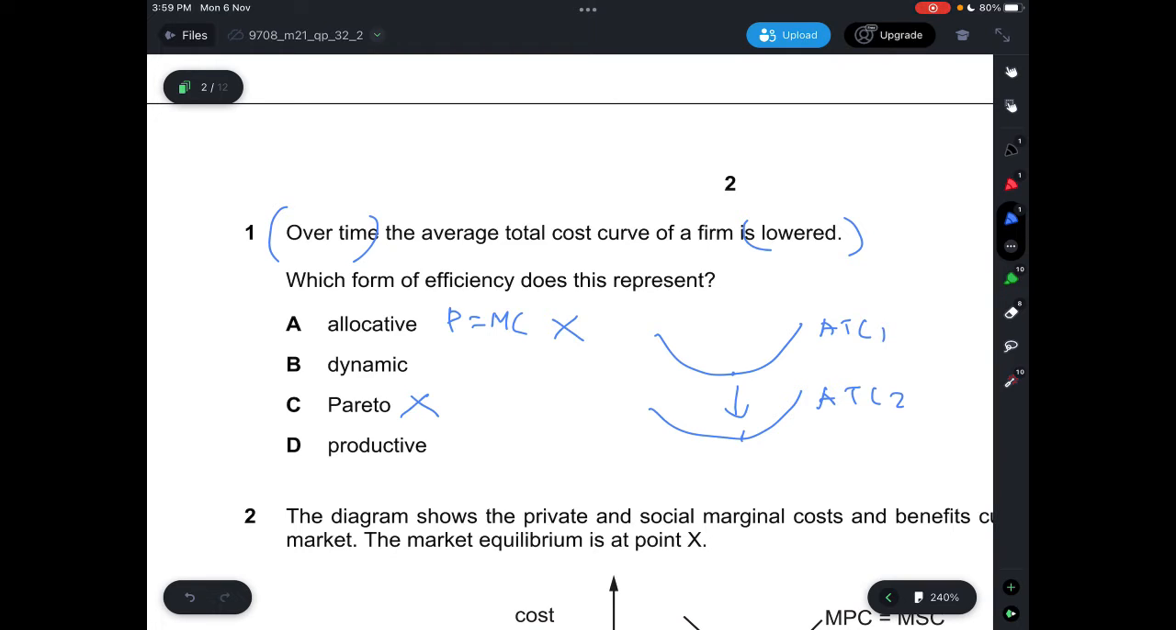Now, why D is incorrect is because it's productive efficiency. Productive efficiency is only when you are producing at the lowest point of the LRAC curve, but not taking into account the future changes in technology, which will reduce the ATC to a curve lower than it. We are talking about the current curve at the lowest point. So the answer would not be productive efficiency, but rather dynamic efficiency. So the answer is B.